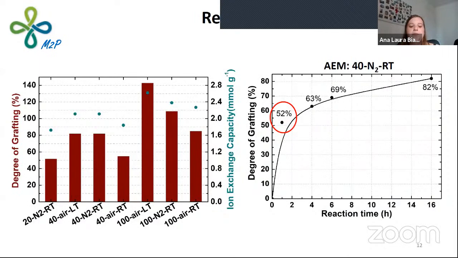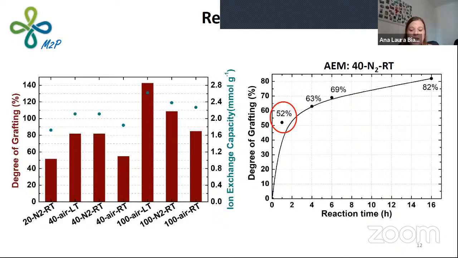Here we can see the results in a more illustrative way. In the case of samples irradiated at 40 kilograys, we managed to increase the degree of grafting from 55% to 80% when we compare samples irradiated in air with samples irradiated in nitrogen, and also in air but at low temperature. Here we have the result of air and room temperature, and then the other two types. We increased the degree of grafting and also the IEC of these samples. The sample irradiated in nitrogen at 20 kilograys, half of the dose of 40 kilograys, has practically the same degree of grafting and ion exchange capacity as the sample irradiated in air at room temperature with 40 kilograys. So just by switching the atmosphere, we get the same result with half of the dose.